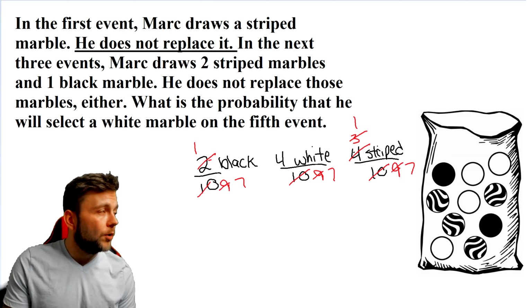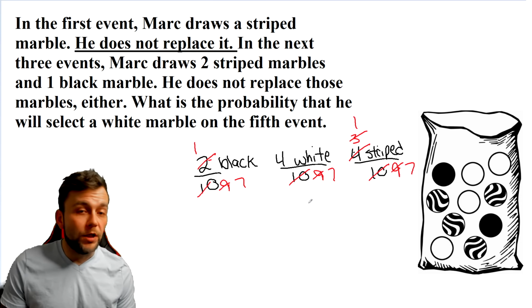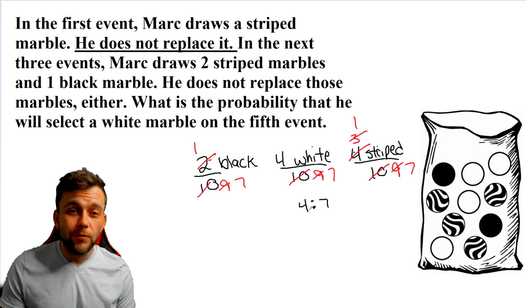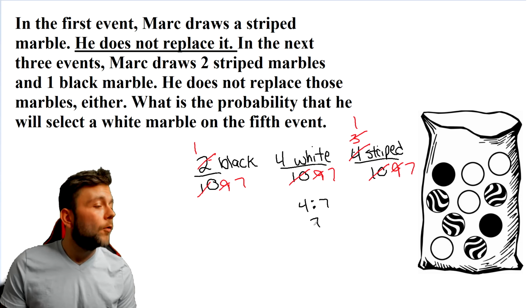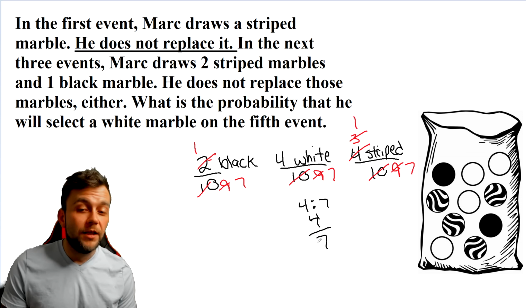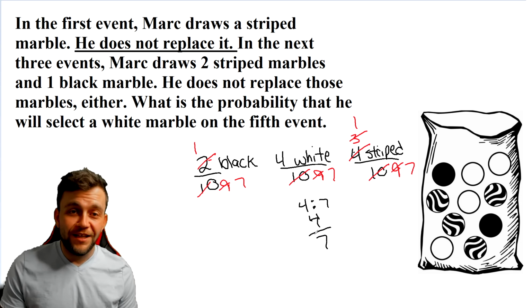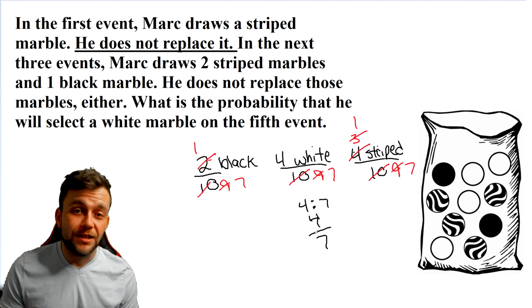So, the probability of him pulling a white marble out of the bag on the 5th event is 4 out of 7. And we can write that as a ratio this time. Or you can write it as a fraction. 4 over 7. That is a funny looking 4. All right. It's a lot to digest. Take it in. And we're going to move on to the next example problem.